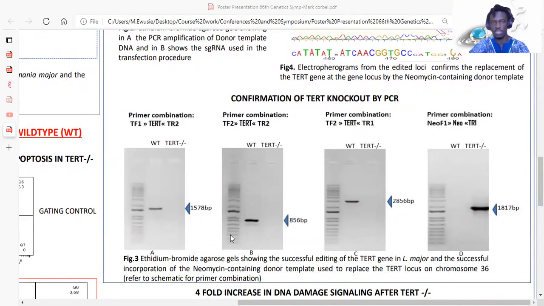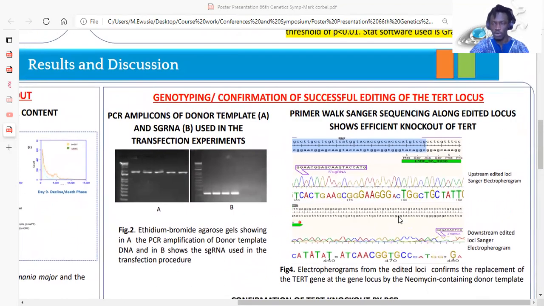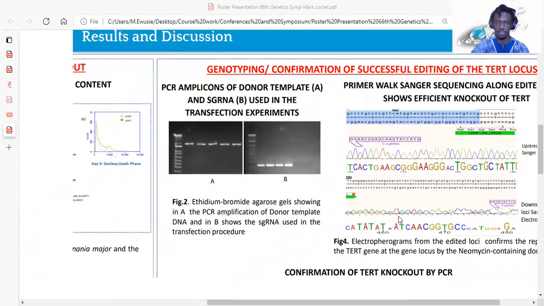We then took these cells through a confirmatory PCR diagnostic study where we found that the TERT had been knocked out of the parasite, and in its place was the neomycin insert, using various primer combinations as shown here. We went on to do another confirmatory study by primer walking along the TERT locus using Sanger sequencing, and we found that indeed the TERT had been knocked out of the genome of the parasite, and the locus had been replaced by a neomycin sequence as expected.